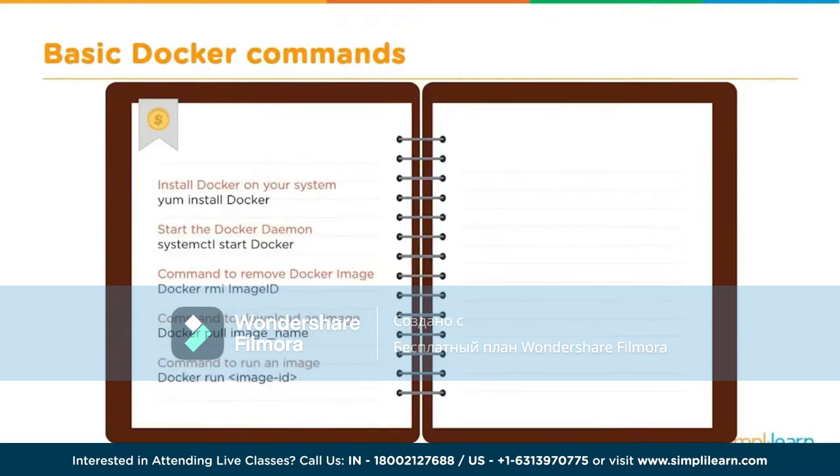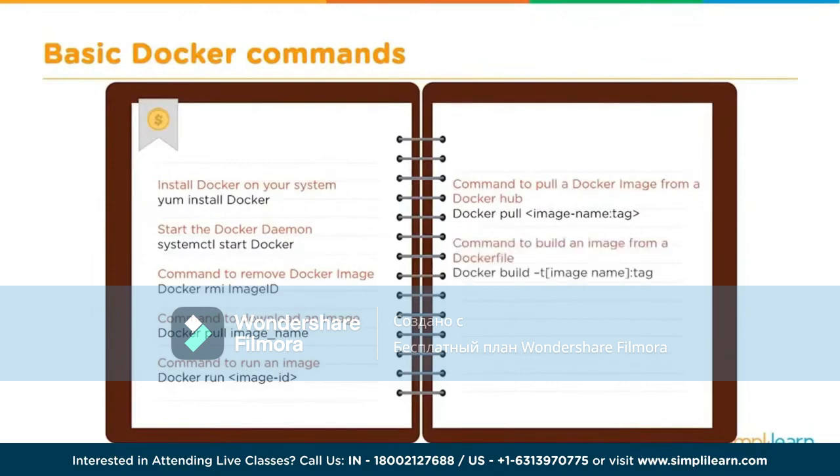The command line to run an image is docker run and then the image ID. If we wanted to pull specifically from Docker Hub, then we would have docker pull and then the image name and colon its tag. To build an image from a Dockerfile, you would do docker build -t and then the image name and colon tag. To shut down the container, you would do docker stop container ID. The command to access a running container is docker exec -it container ID bash.